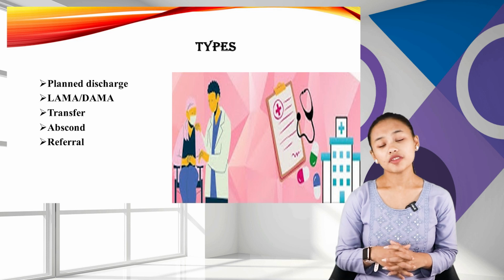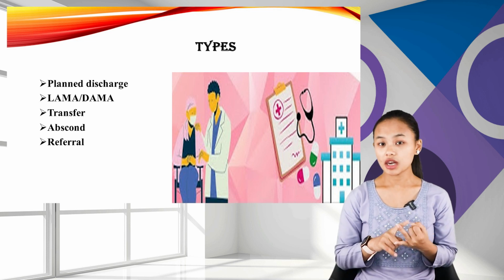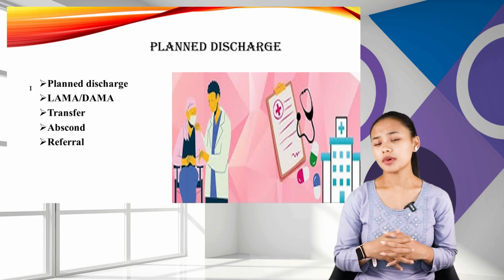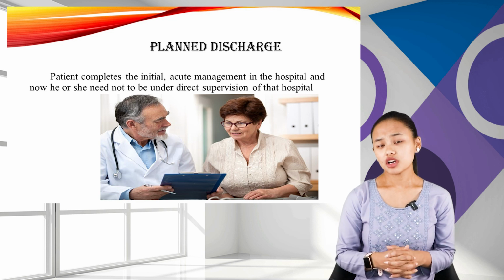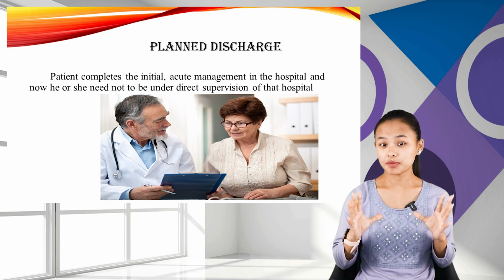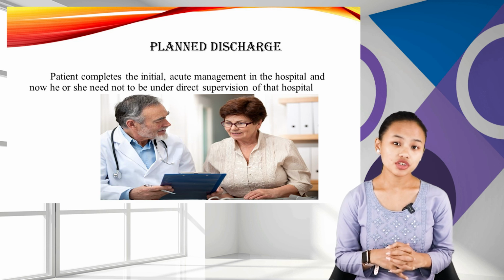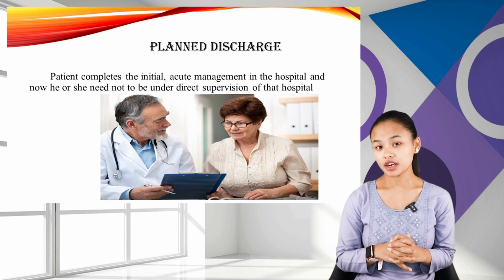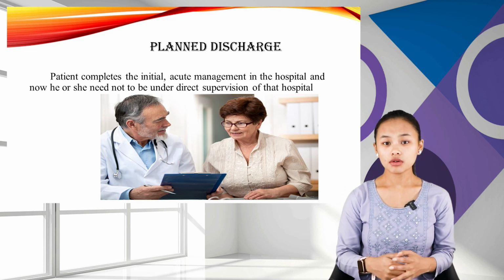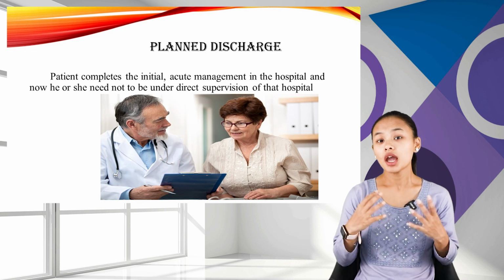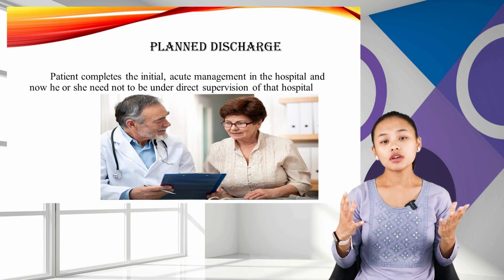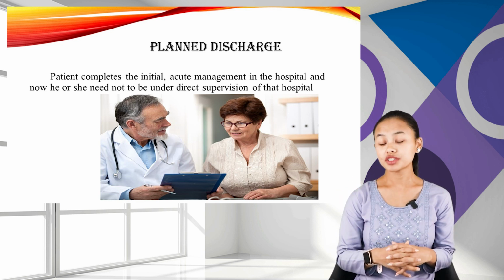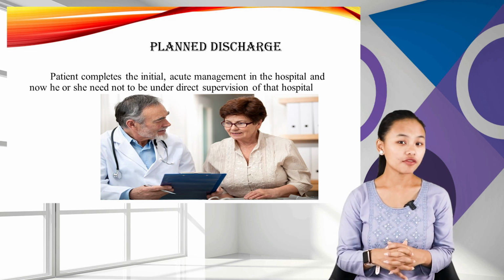There are 5 types of discharge: planned discharge, lama or dama, transfer, abscond, as well as referral. What do we mean by planned discharge? From the name itself, we can understand that it is a planned one. Here we discharge the patient after he or she has completed the initial or acute management in the hospital and does not need direct supervision. When the treatment has been provided and he or she is regaining health, we will plan for their discharge.